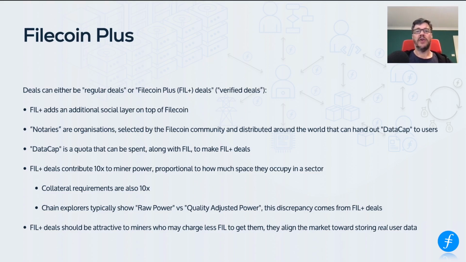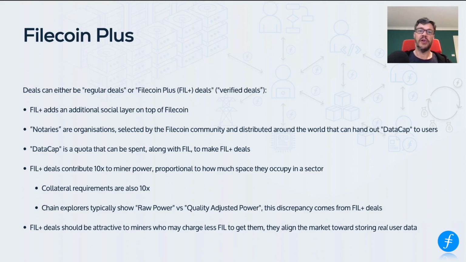So how it works is these notaries or organizations defined by Filecoin Plus, they're selected by the Filecoin community. There's a process for nominating and selecting notaries. And they're distributed around the world. There's a geographic distribution rule about these things, and notaries are responsible for handing out what's called data cap to users.